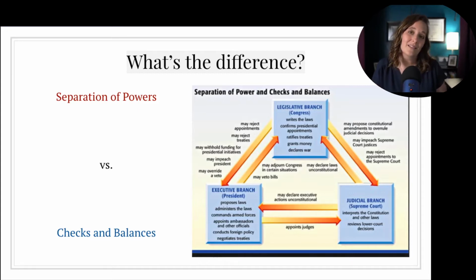Checks and balances, on the other hand, is the idea that each branch can act in some way to reduce the power of the other two. So, let's take that power of Congress to write laws. A check that the executive branch has on Congress is to veto a bill that they pass.